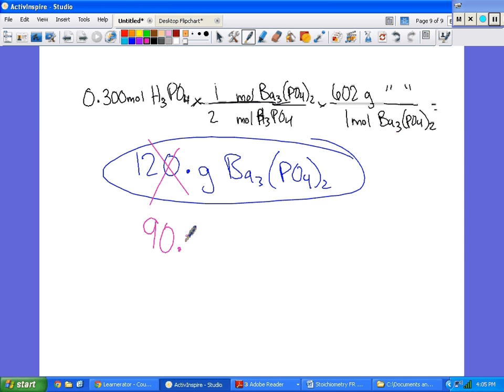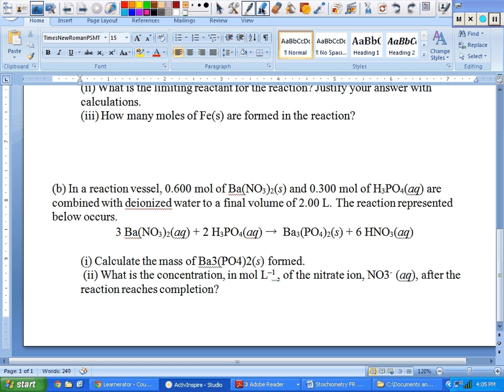I mean, it's just a mole to gram conversion. Does that make more sense? Okay. All right, last question about this. The final part says, what is the concentration? As soon as you see the word concentration, what word should pop into your head?